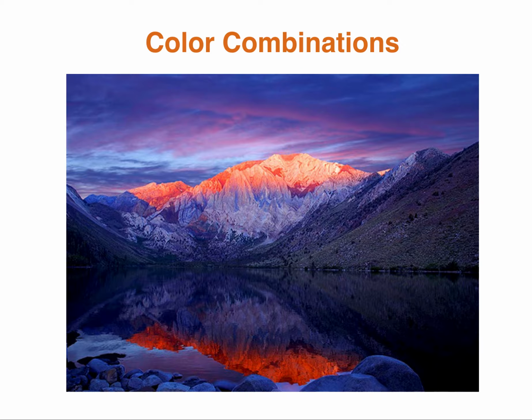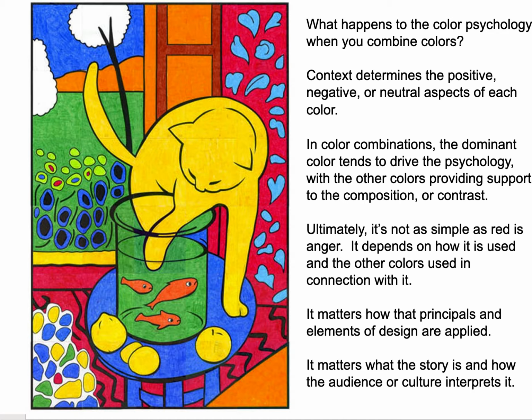When you start putting them together to get color combinations, that makes an impact, as we also kind of briefly discussed. And so when you start looking at different combinations of color, what then happens to the psychology of them when you combine those colors? Right? As we've talked about, the context determines the positive, negative, or neutral aspects of each color. So in combination, when we have color combinations, the dominant color is going to drive the psychology. And then the other colors either support it or they oppose it or they contrast it, right? So it's not just as simple as red as anger. It depends on how it's used and the other colors in connection with it.